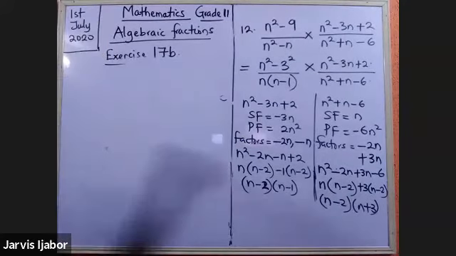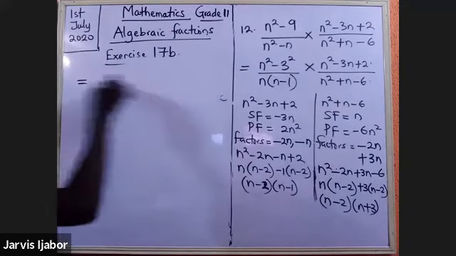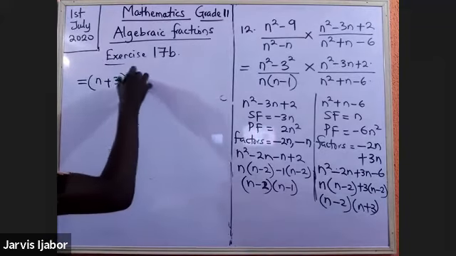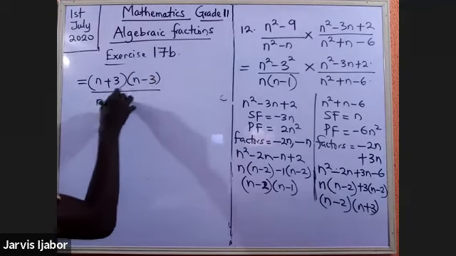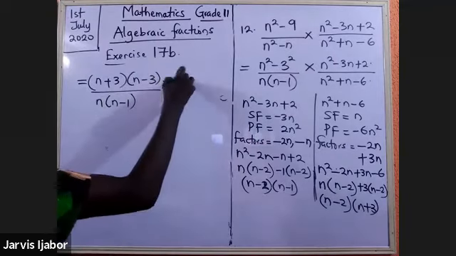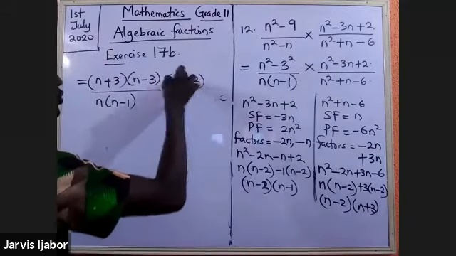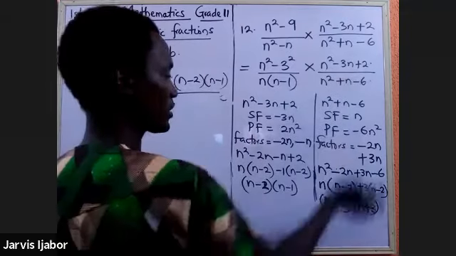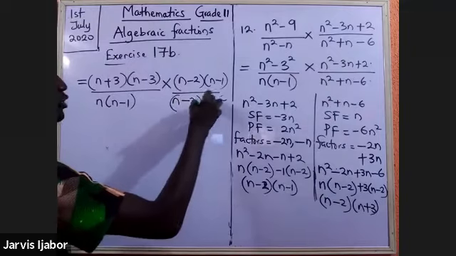Alright, so we continue with what we've been doing. We now make our relevant substitution. So this will now be what? N plus 3 into n minus 3 all over n into n minus 1 times n. Look at this one, is this one here, n minus 2 into n minus 1 divided by, we look at this one, is this one here, that will be n minus 2 into n plus 3.